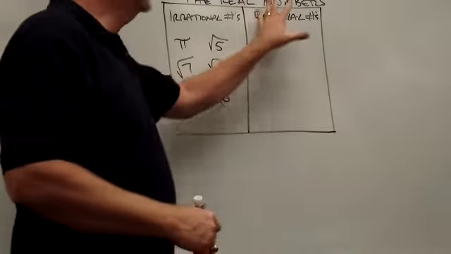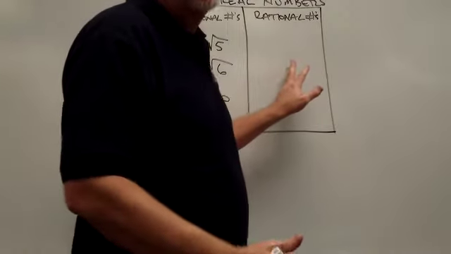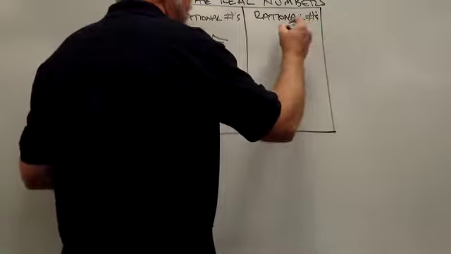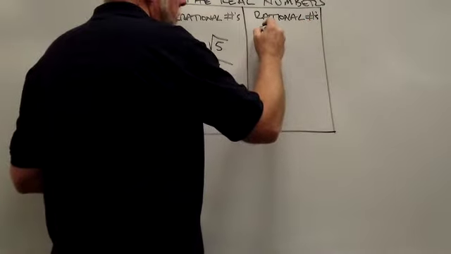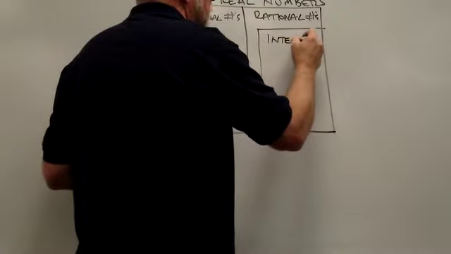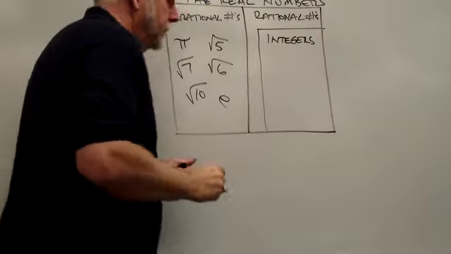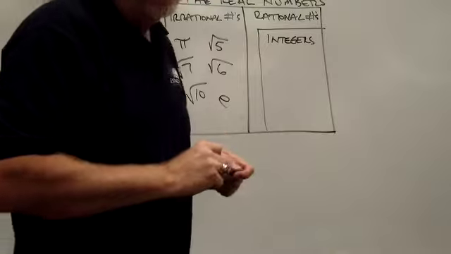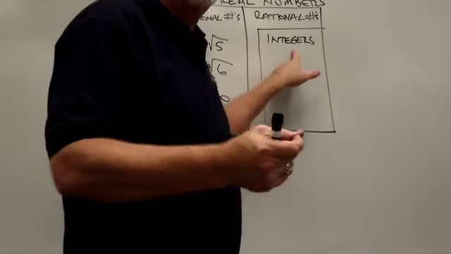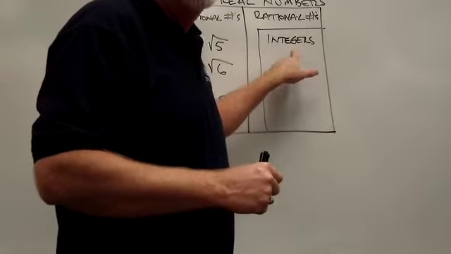Okay, rational numbers break up into several other sets. One of the biggest sets within rational numbers is integers. Within the integers, again, are whole numbers. Positive and negative whole numbers.